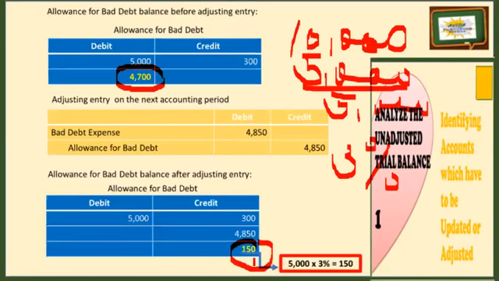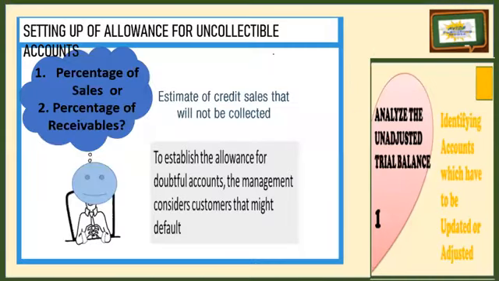So to make that 150 with a debit of 5,000 and with a credit of 300, you have to debit the expense, and credit the allowance by 4,800. Is this clear? Number 23, is this clear? Okay, we will go to the next.